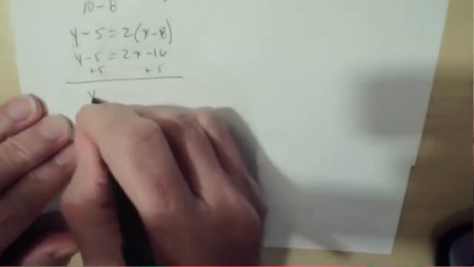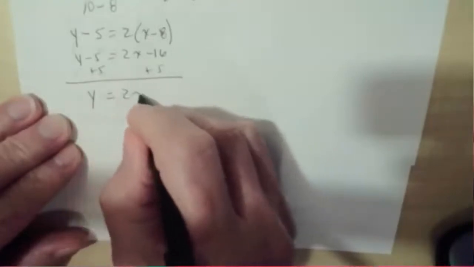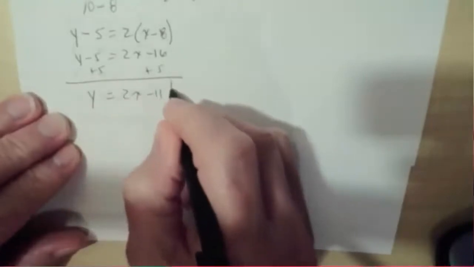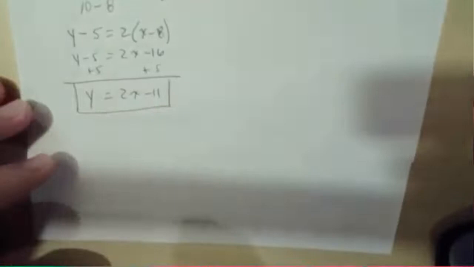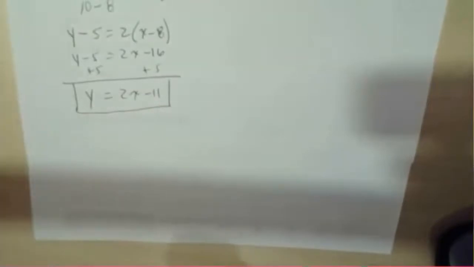So y equals 2x minus 11. Okay? Okay. Number 12.